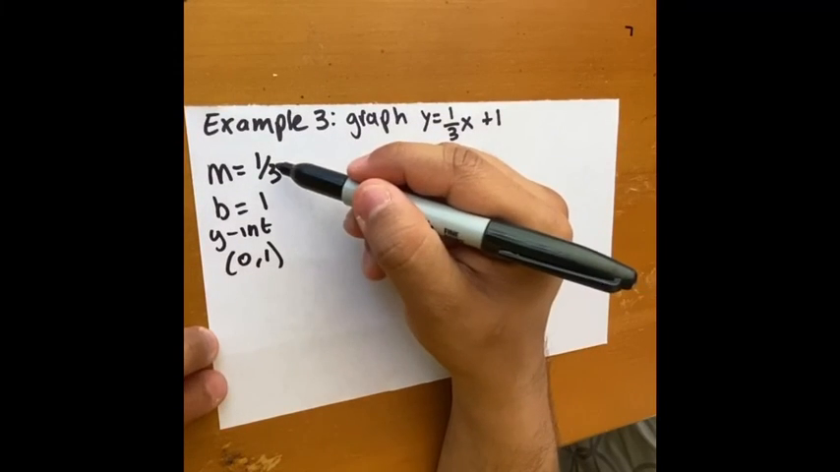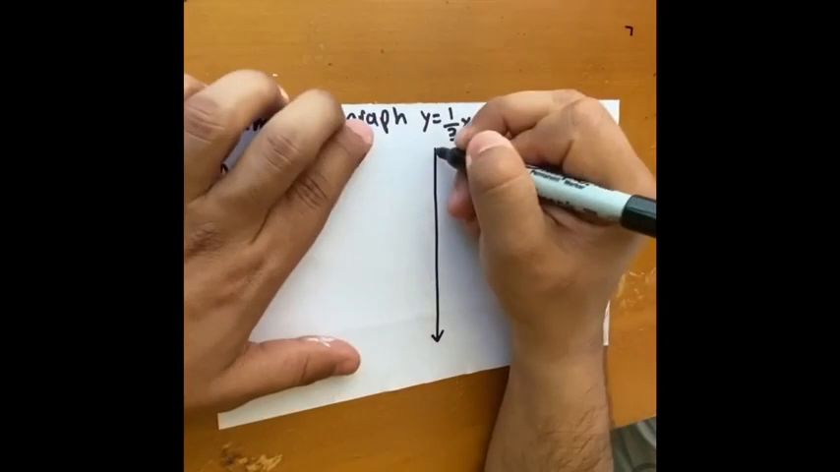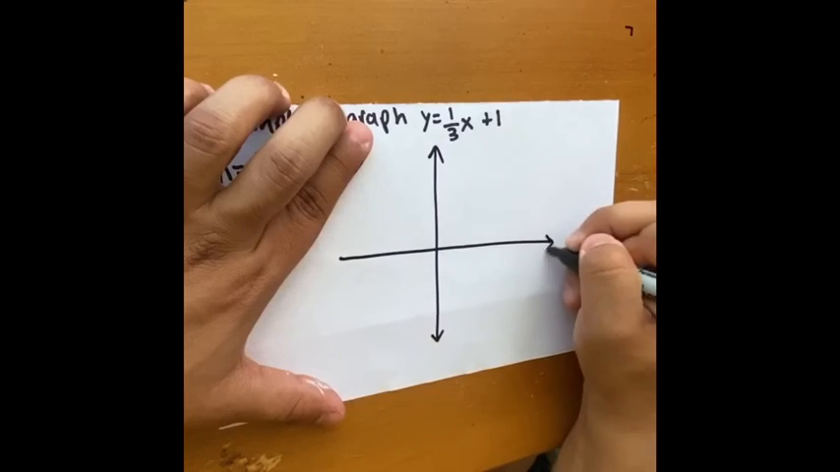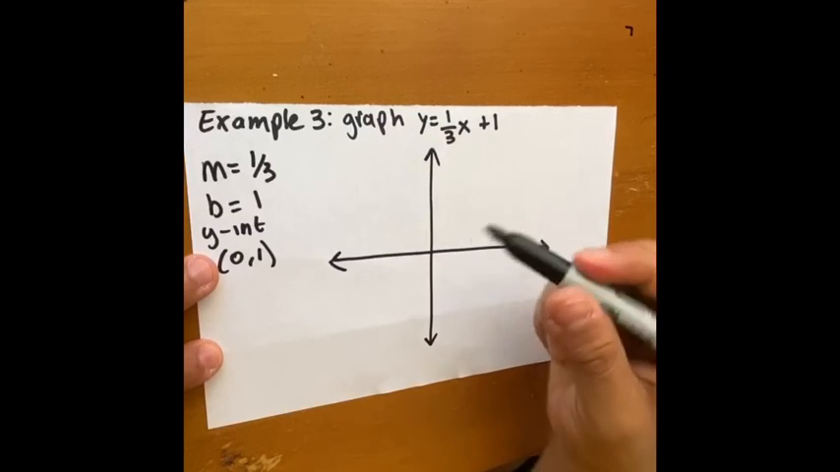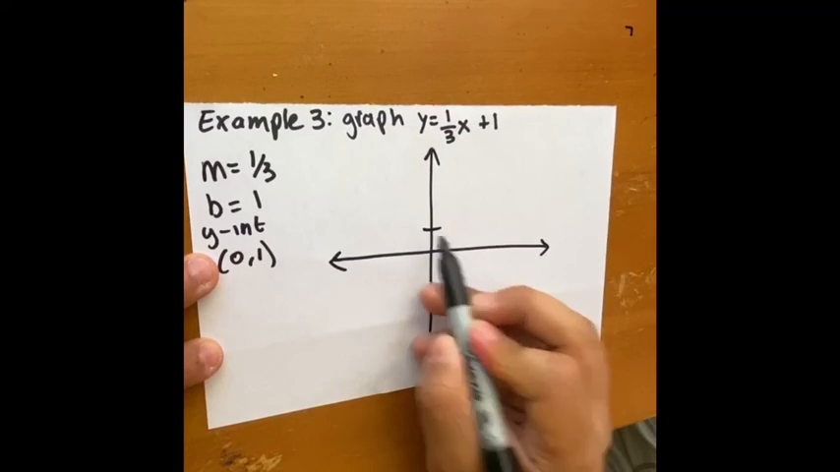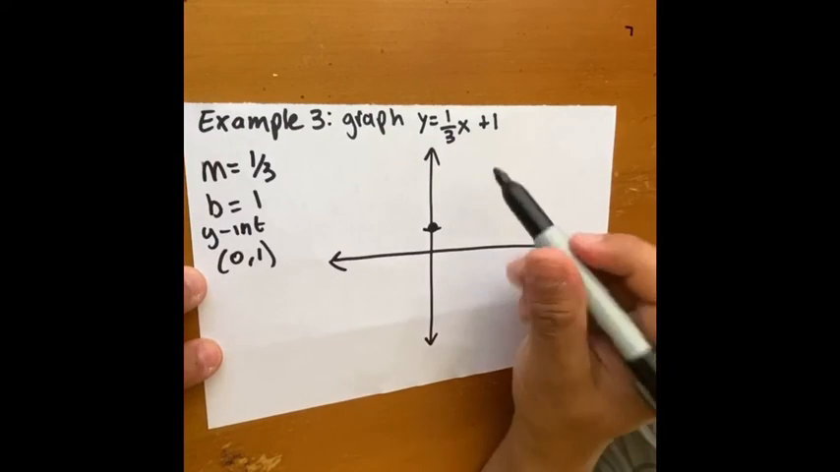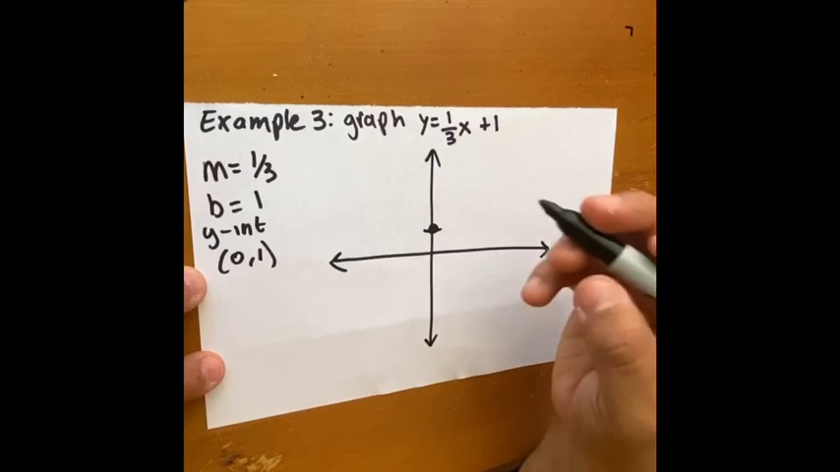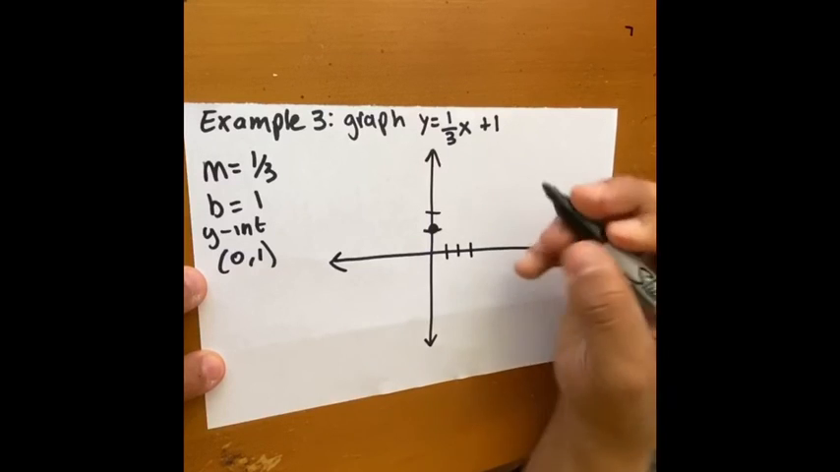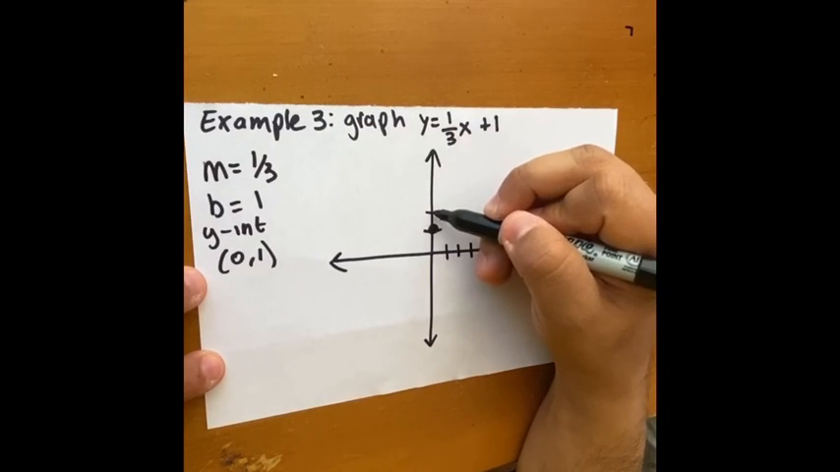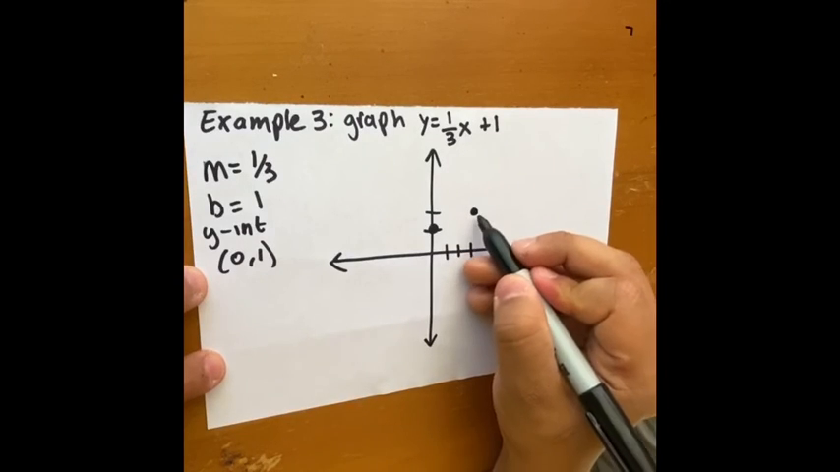Now that I have my slope and my y-intercept, I'm going to graph my linear equation on a coordinate plane. So I'm going to graph my y-intercept first, 0, comma 1. 0, comma 1 is right here. And my slope of 1 over 3 tells me that the linear equation is going to have a positive slope. So I'm going to go up 1 unit, and I'm going to go to the right 3 units. So up 1, right 3. And my new coordinate point is going to be right here.